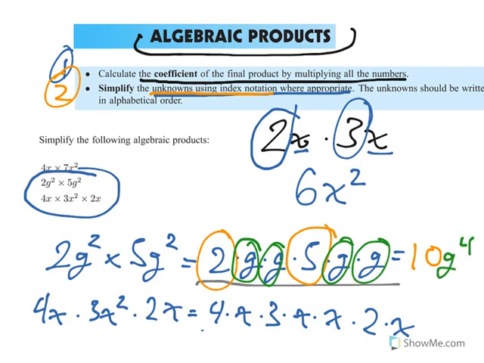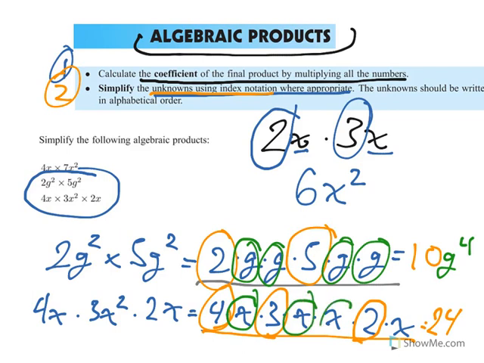Second one, 4x times 3x squared times 2x. If we took this and expanded it, we would have it right here. Our coefficients are 4 and 3 and 2. That's 4 times 3 is 12, 12 times 2, 24. Our variables, x, x, x, and x. There are 1, 2, 3, 4. That would be x to the power of 4. Okay?